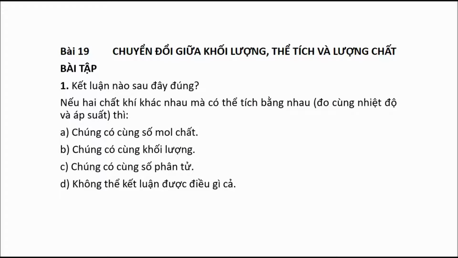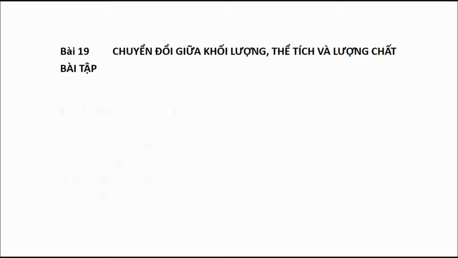Exercises. 1. Which of the following conclusions is correct? If two different gases occupy the same volume at the same temperature and pressure: A. They are equal in number of moles. B. They are equal in mass. C. They are equal in number of molecules. D. Nothing can be concluded.